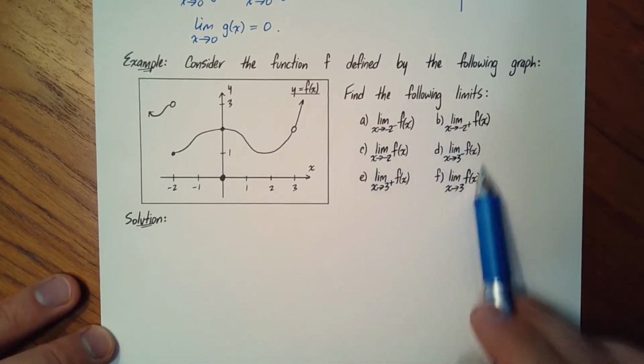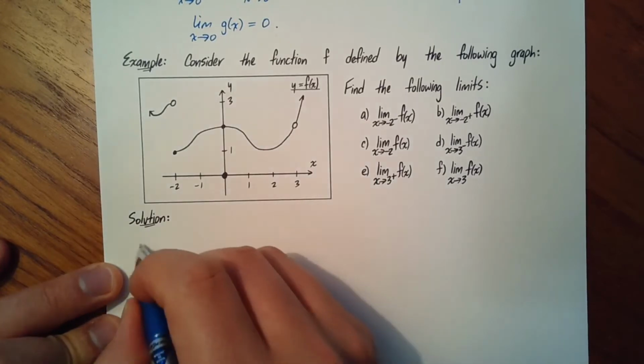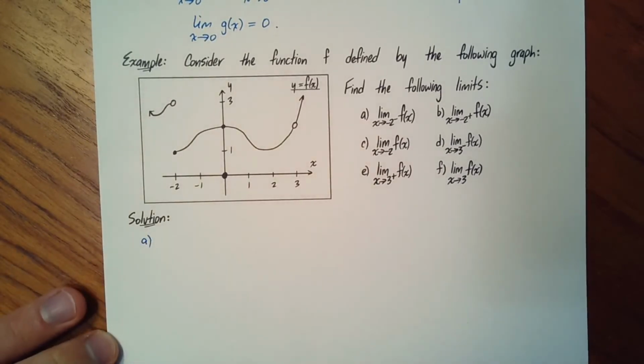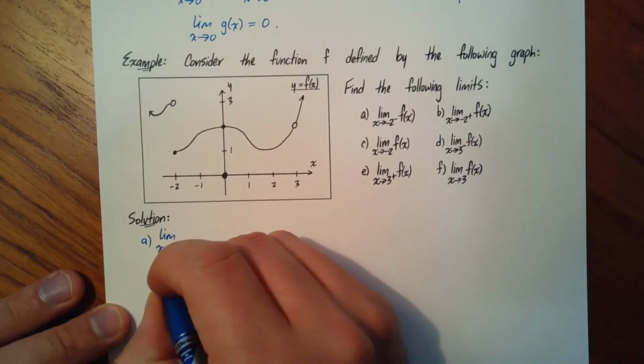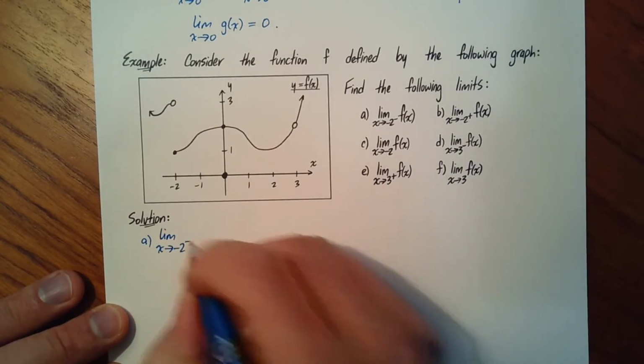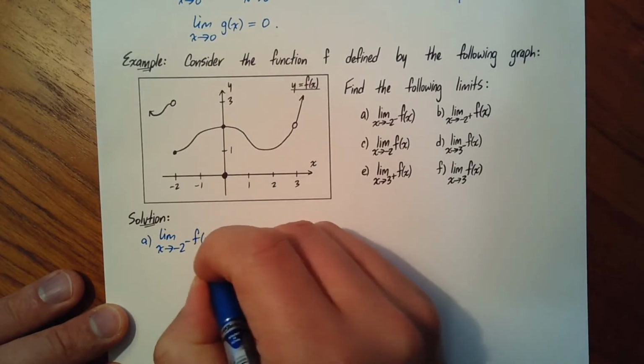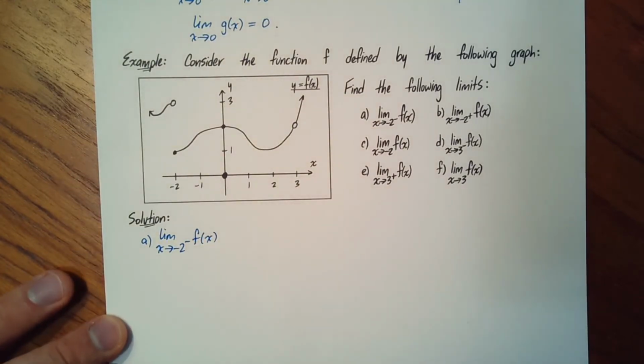So, we want to find all 6 of these limits. Let's start with part A, and we can knock all 6 of these off. Part A: the limit as x approaches -2 from the left of f of x. Let's work that one out.